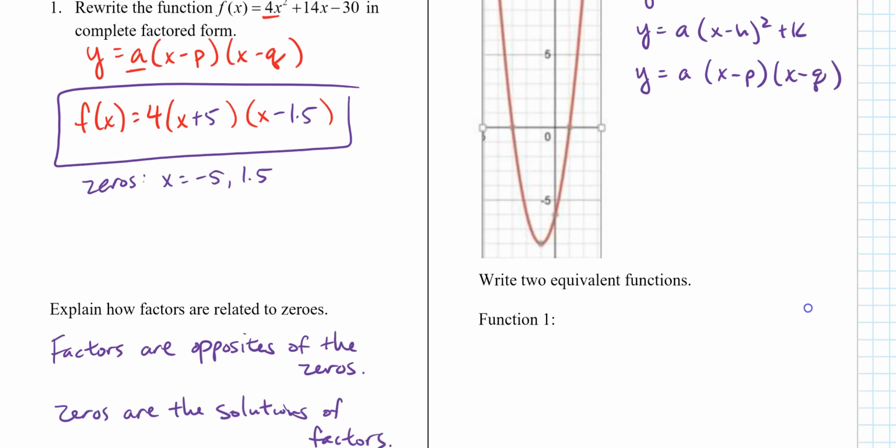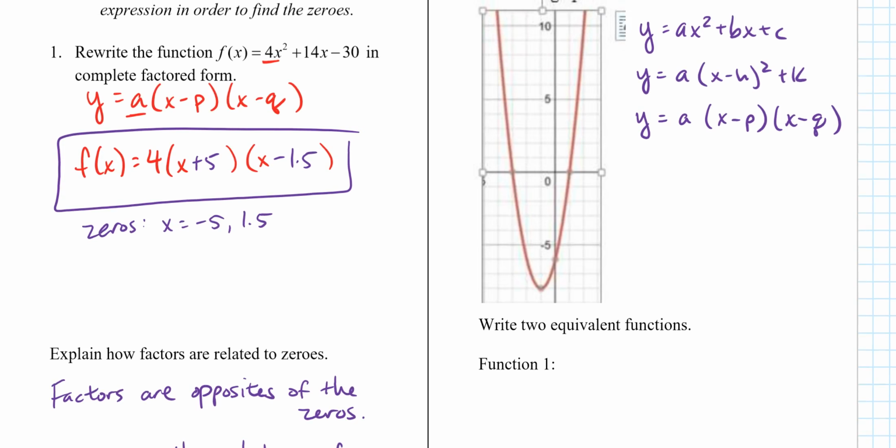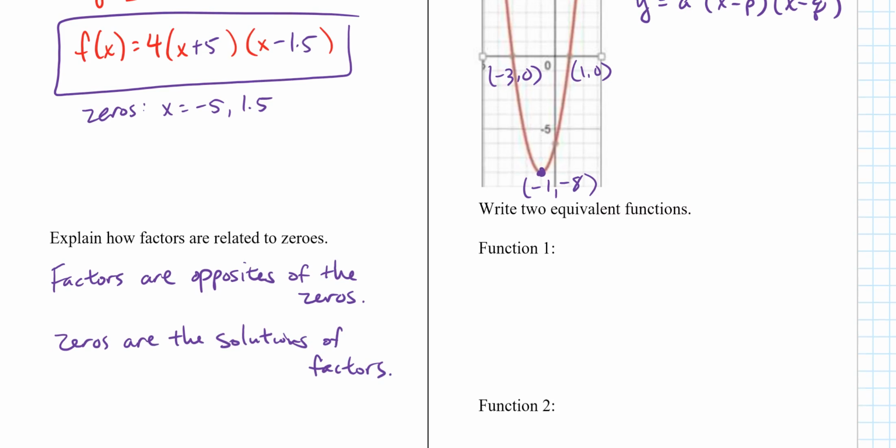So it says write it in 2 separate forms. So we're just going to pick a form to start in and then just convert it to the other one. The good news is I can see the vertex right there, which is at (-1, -8). I can see a zero at (1, 0), and I can see another zero at (-3, 0). So I'm going to start with vertex form. So we have y equals a times (x plus 1) squared minus 8. I got that from here, h and k.